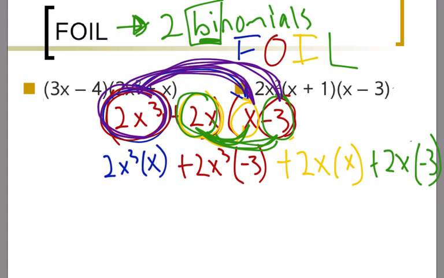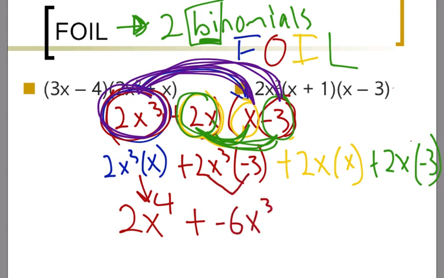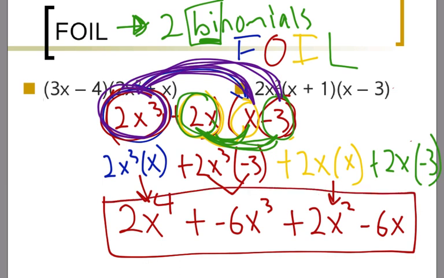So now I just need to further simplify what I have, which is going to give me 2x to the fourth, and then this will give me negative 6x to the third, because negative 3 times 2 is 6, and then plus 2x squared, and finally negative 6x. I want to go ahead and look for any like terms. There aren't any this time, so I can actually box my answer and say I'm done.